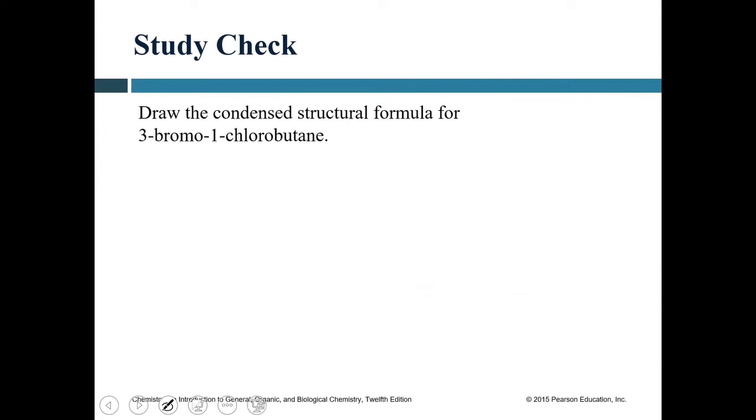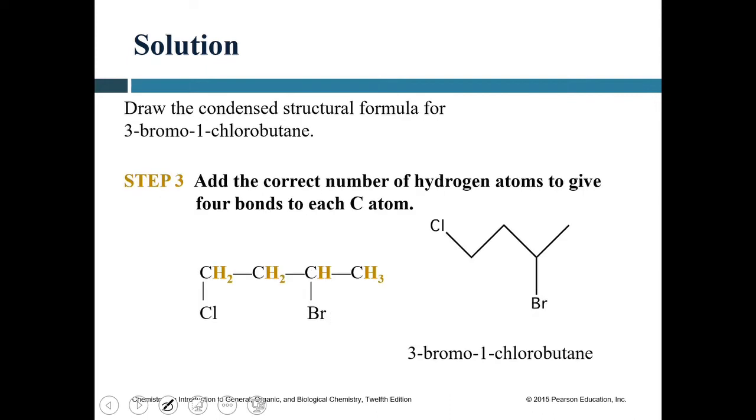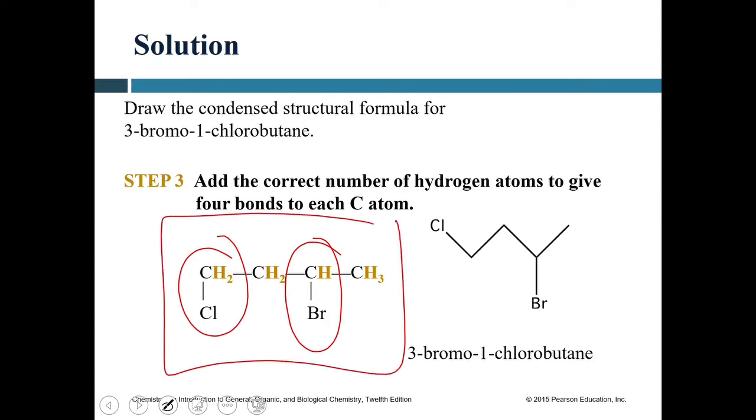So let's take a look. Let's draw the condensed structural formula for 3-bromo-1-chlorobutane. So the main chain will be butane, 4 carbons, and then we have 3-bromo and 1-chloro. So at position 3 there will be the bromine atom, and at position 1 there will be a chlorine atom. So this is the condensed structural formula, this is the skeletal formula.